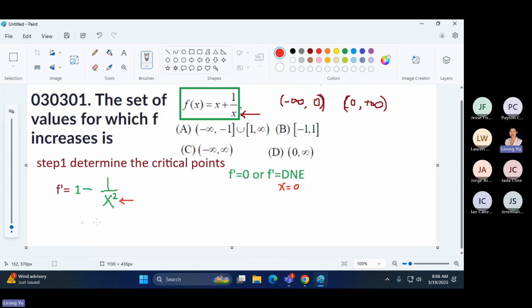So we would also try to set the derivative equal to 0 and solve for x: 1 minus 1 over x squared equal to 0. That's another kind of critical point. So we are trying to find all the necessary points we should determine along the entire number line. That will be the process of determining the interval. Once we have the interval, we now look at each interval, whether it's increasing or decreasing.